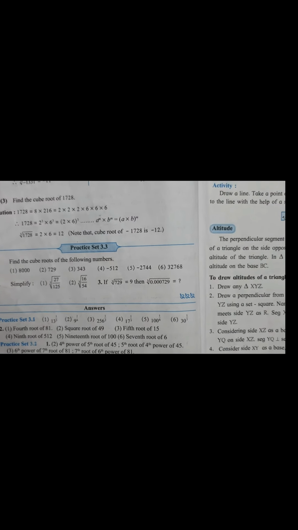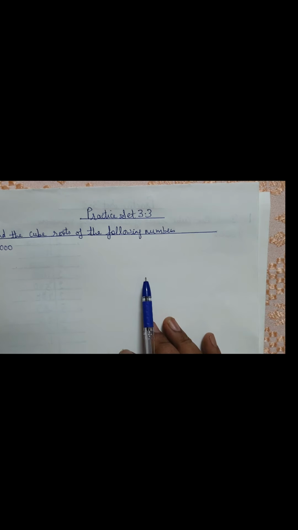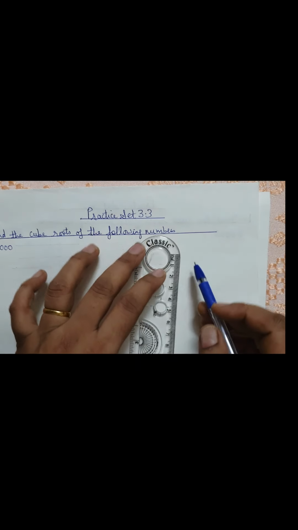Now we will start with our practice set. Practice set 3.3. Find the cube root of the following numbers. First is 8000. To find the cube root of any number, we have to find its factors. So we will do the factorization method, children, in a vertical form.